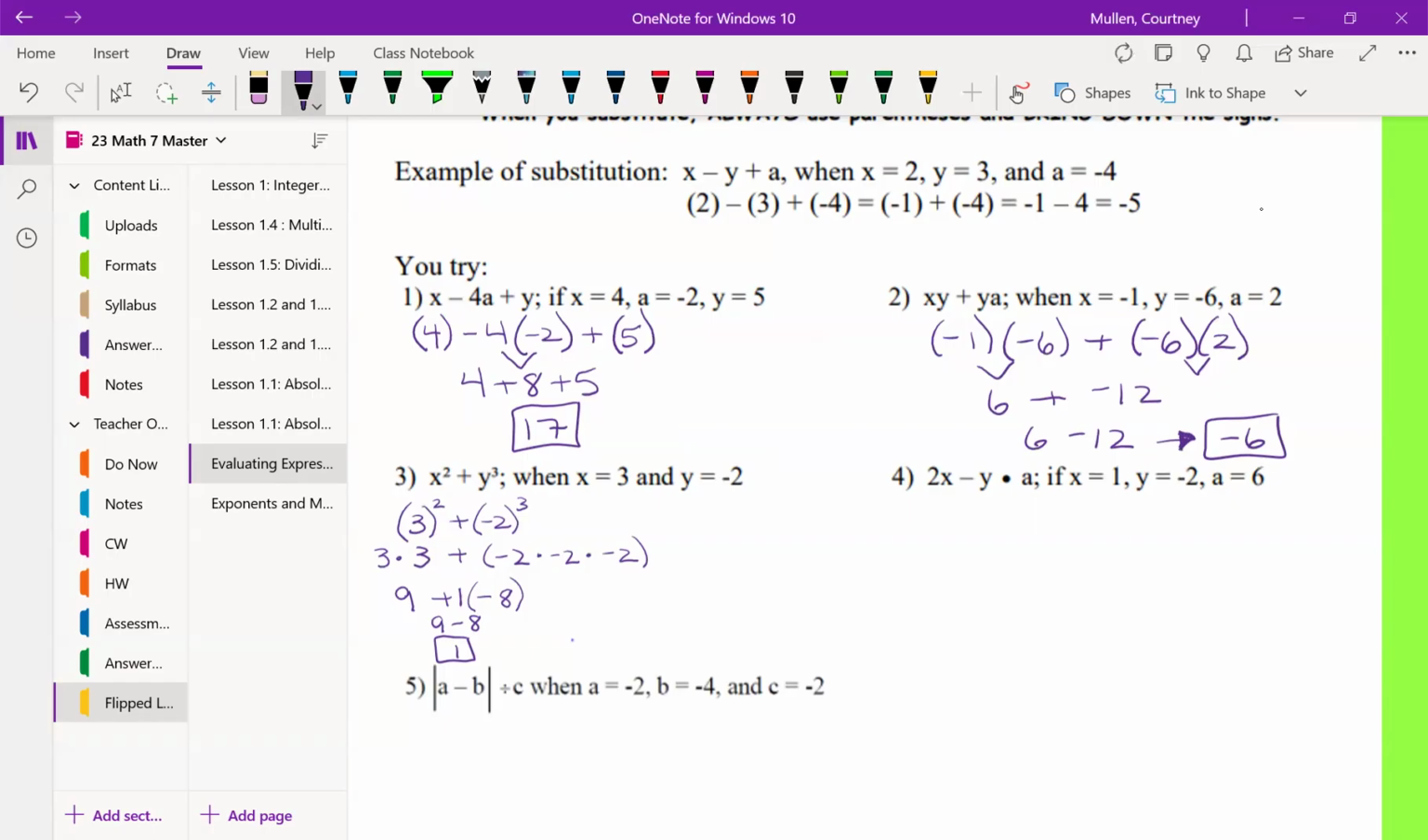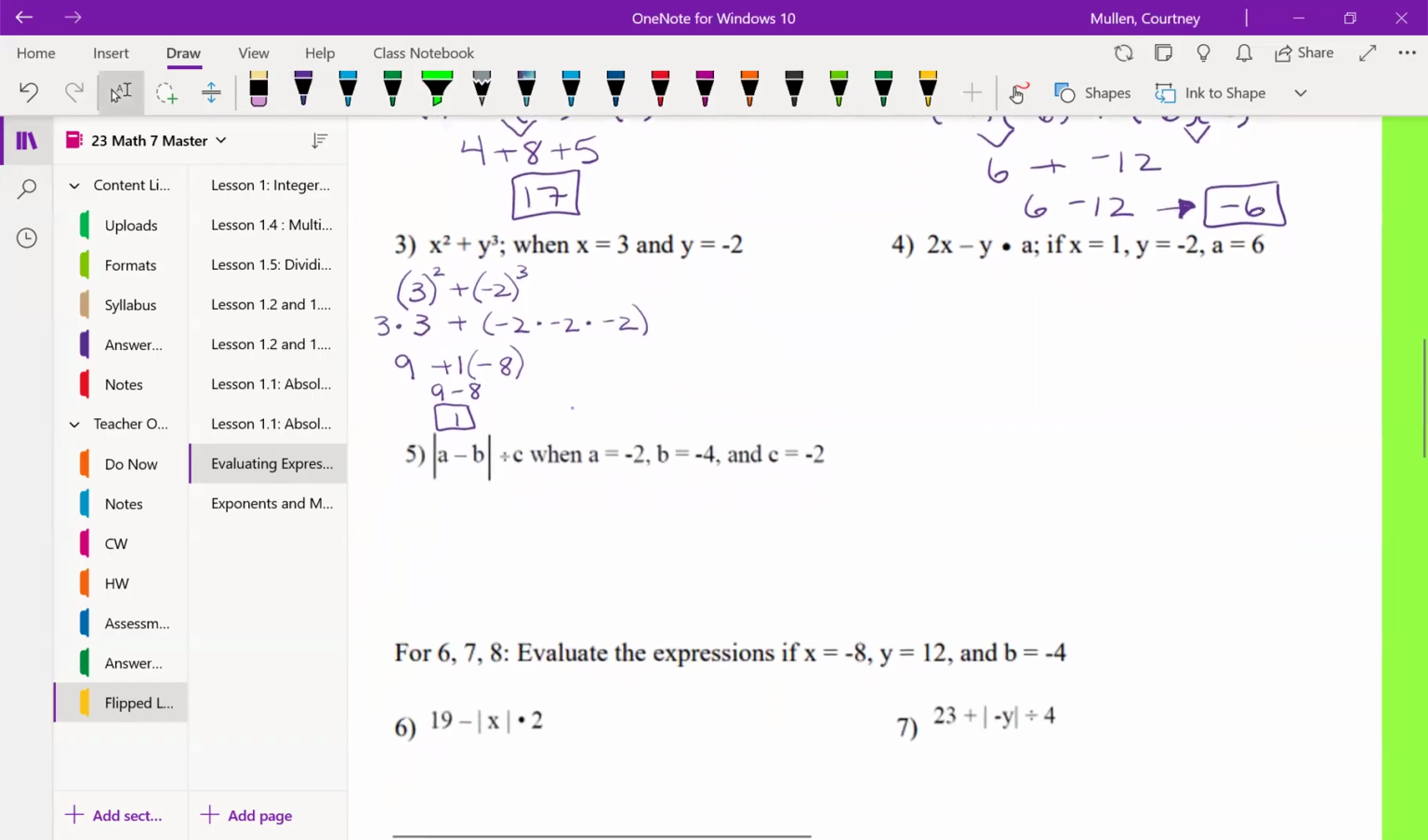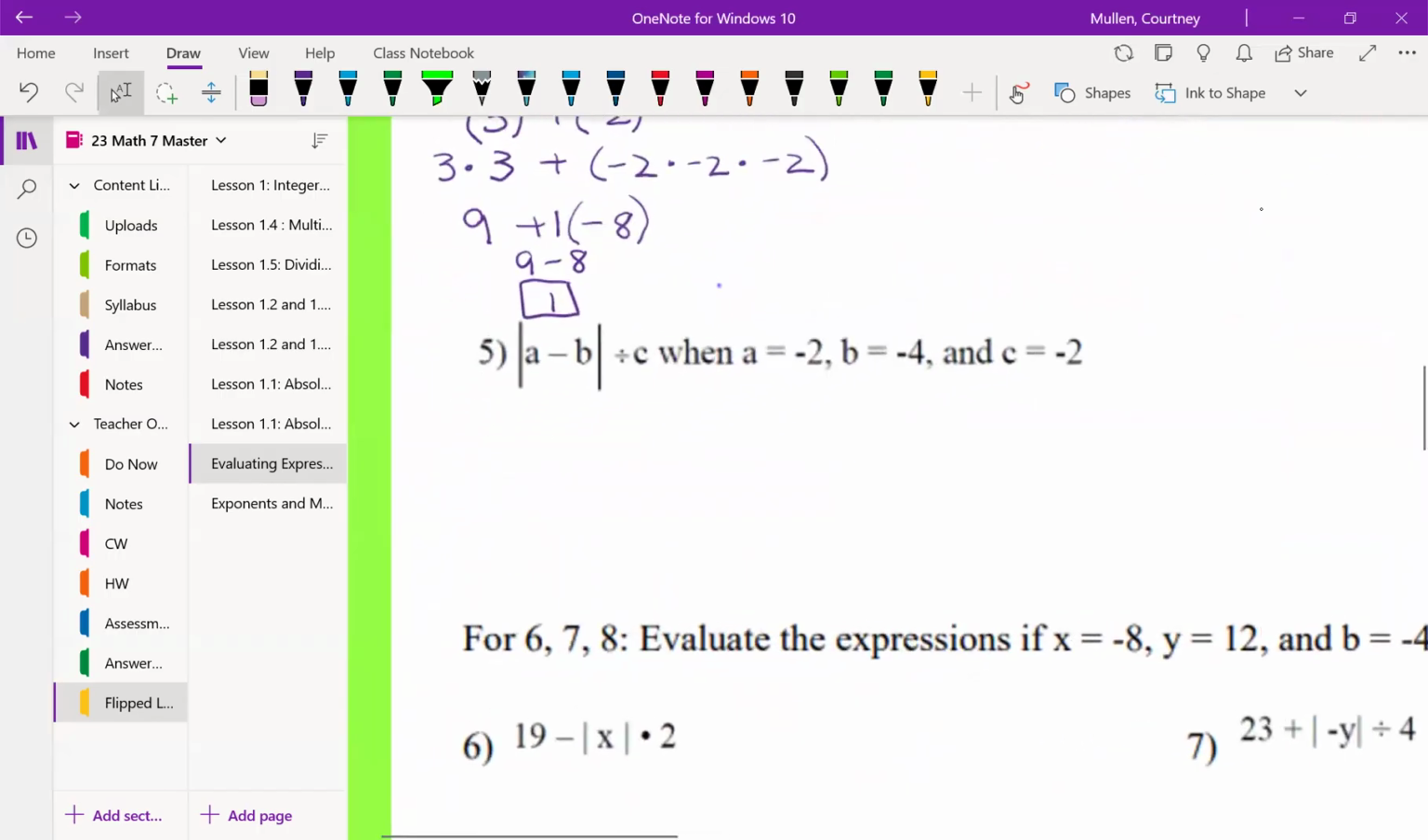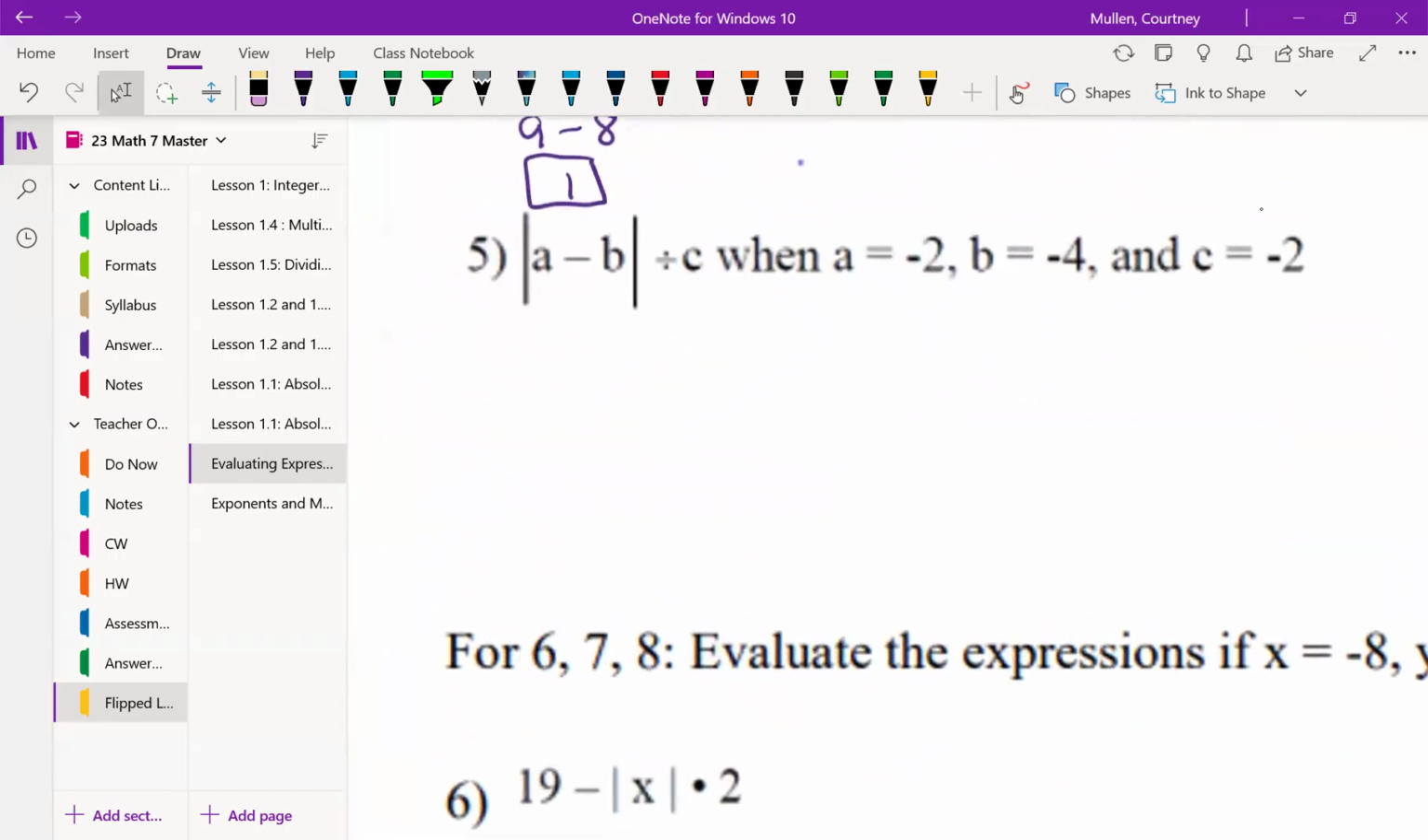All right. Let's try one more. Number 5. On number 5, we see absolute value. You're going to substitute into the absolute value and treat it like parentheses. So here we go. A is -2 minus parentheses B is -4 divided by C again, which is -2. So we need to simplify our double sign.